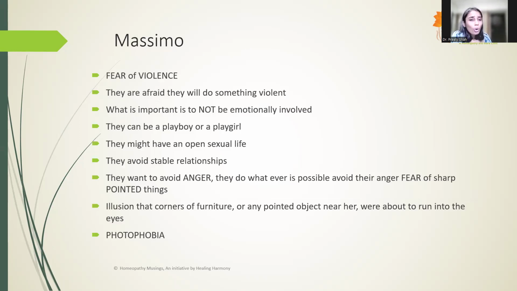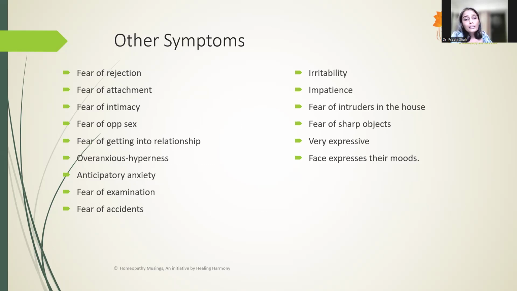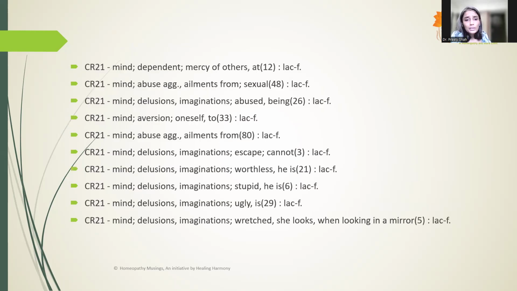Massimo says there's a lot of violence, a lot of sexuality, and also a lot of fear of pointed objects and photophobia, etc. And there are some other symptoms that you can see in the repertory about this remedy. So dependent, as if I'm on the mercy of others. Abuse from sexual aggravates. There's a big theme of abuse, if you see. And then they feel that they cannot escape. Delusion that cannot escape: only three remedies are there.